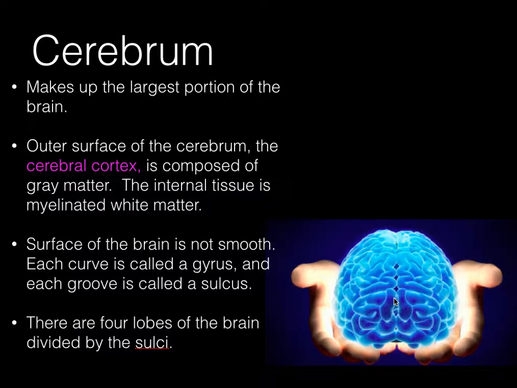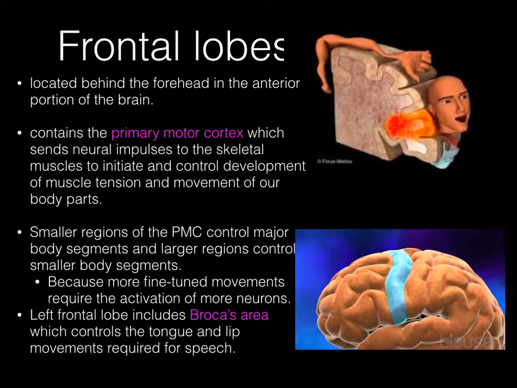So the surface of the brain is not smooth, as we've seen. Each curve is called a gyrus, and each groove is called a sulcus. So we have the gyruses here, and then the grooves are going to be the sulcus here. There are four lobes of the brain divided by the sulci, and that's just plural for sulcus. So let's start with the frontal lobes.